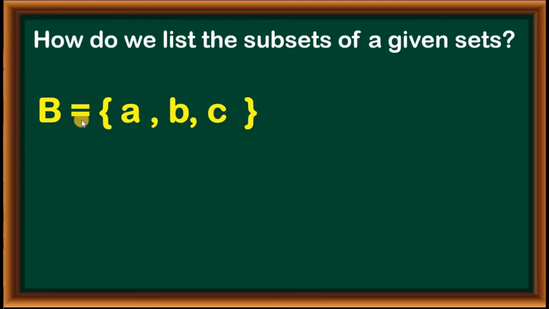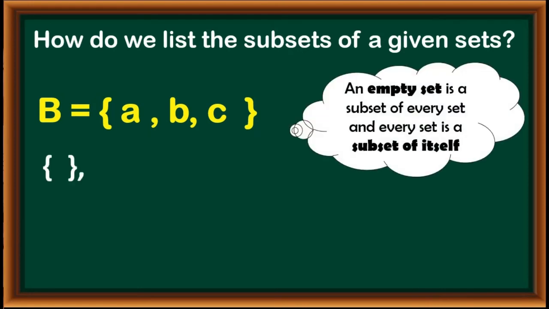Okay, so B is equal to A, B, and C. Okay? So, how are we going to give the subset of this? Again, we will start with the empty set and itself. But later, we're going to write itself last. So, let's start with the empty set, then one at a time. Let's start with A. What's next?